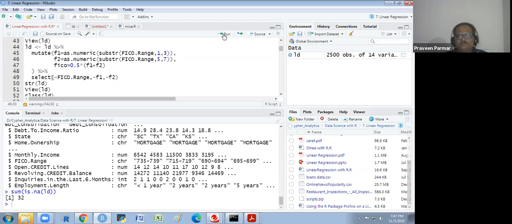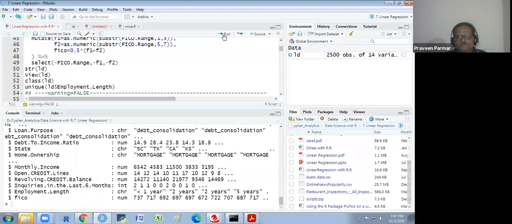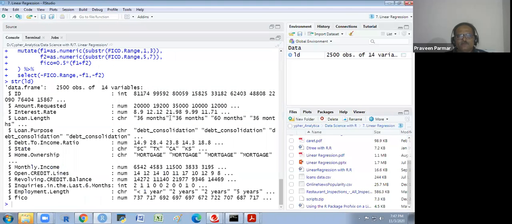So I run this. And again, I show you the structure. You see here, FICO.range is not there. Now there is another new column, that is FICO. In the last one, you see, this is the mid value of this FICO.range column. Got it? It is numeric now. Any doubt?